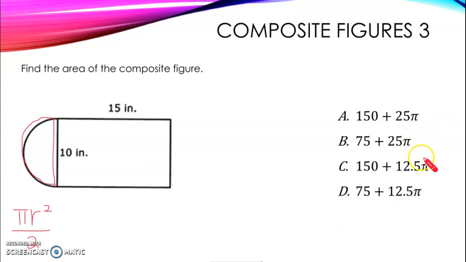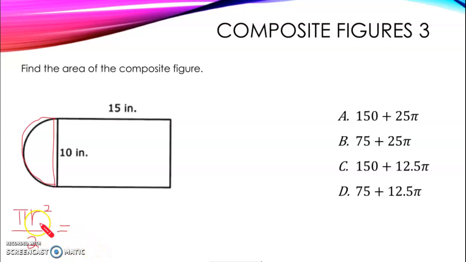Now notice my answer options over here on the right-hand side. It has pi involved, and so that means that we are going to find our answer in exact form and not plug anything in for pi here. So let's go ahead and find the area of the half circle to start.